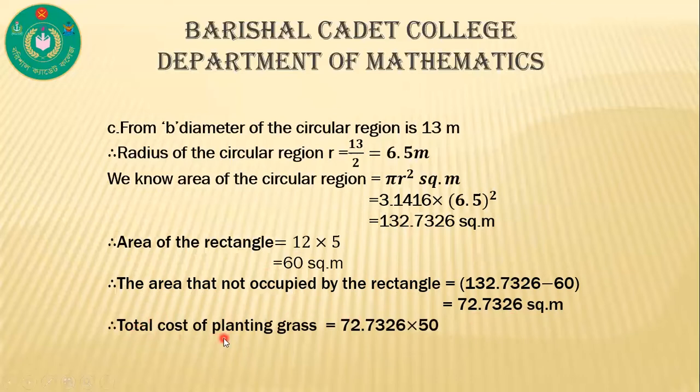Or the total cost of planting grass, 72.7326 into 50 is equal to 3636.63 approx.